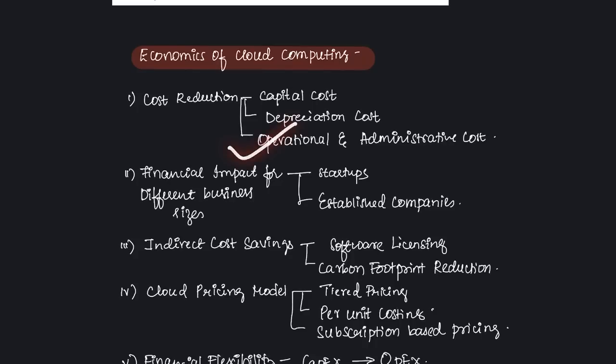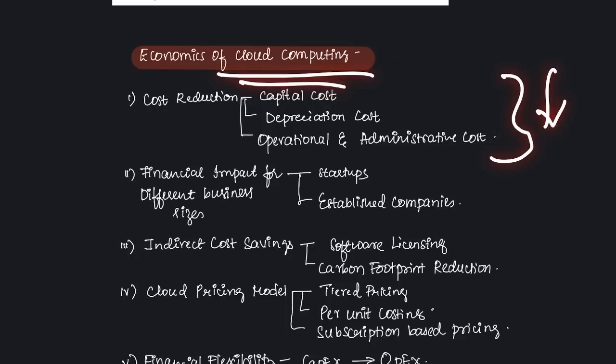Then we have operational and administrative cost. So the cost again to maintain the infrastructure, maintain the systems, maintain the servers. If you are having big servers in your company, you should have the coolers. So again, you are using electricity here, and regular maintenance should be there, and someone should be there to administer it continuously. All these costs could be cut down by making use of cloud computing. So capital cost, firstly, depreciation cost, and operational and administrative cost. All these three costs could be cut down by making use of cloud computing.